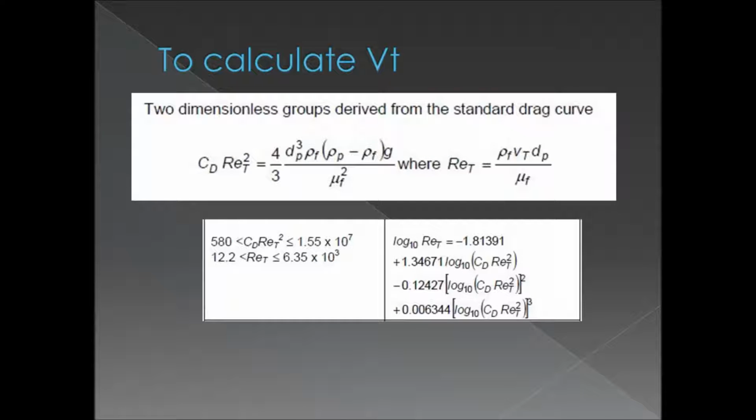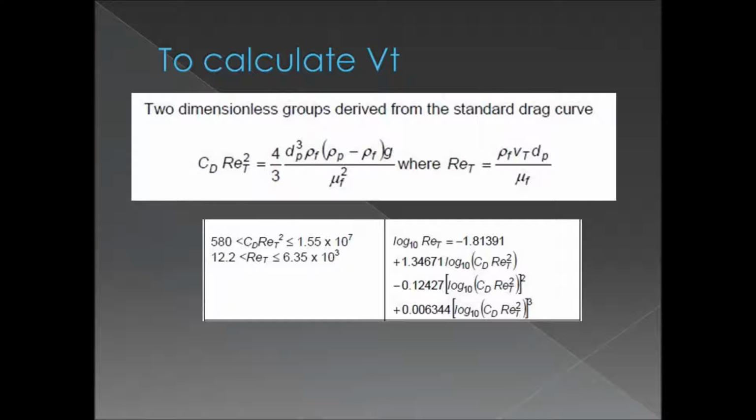Next, we calculate the value of terminal velocity Vt. In order to find the value of Reynolds number Ret, we must first calculate the value of CD Ret squared. Because the value of CD Ret squared is too big, which is out of the range on the graph, we must find the value of Ret by using another correlation. From the Ret, we can find the Vt.